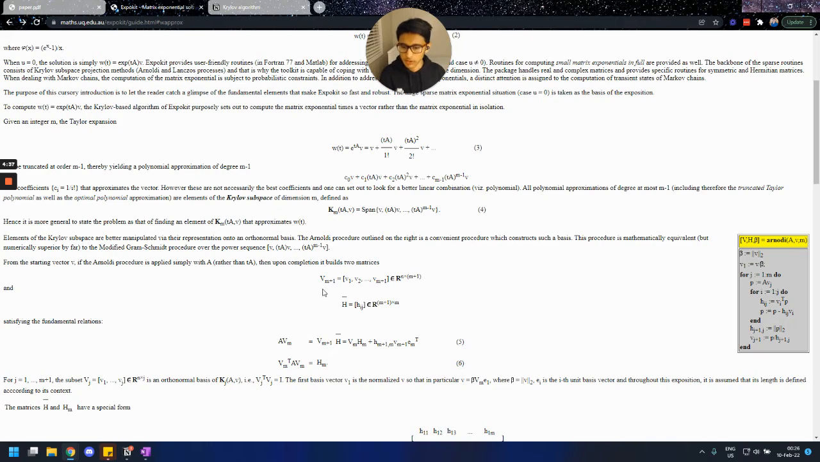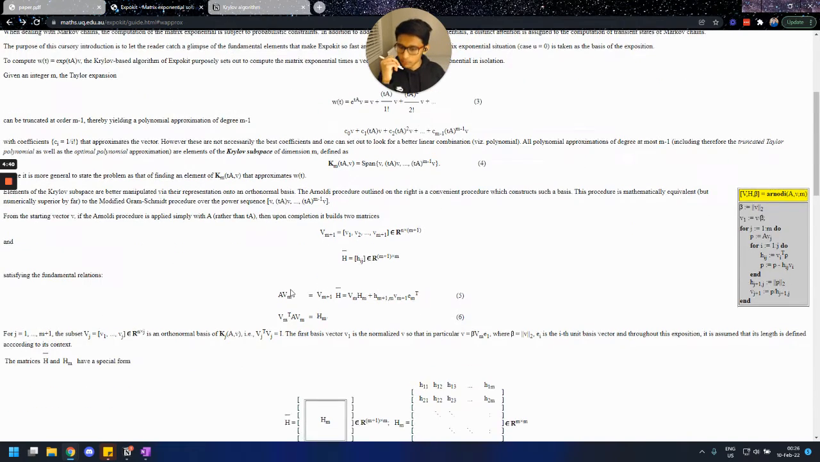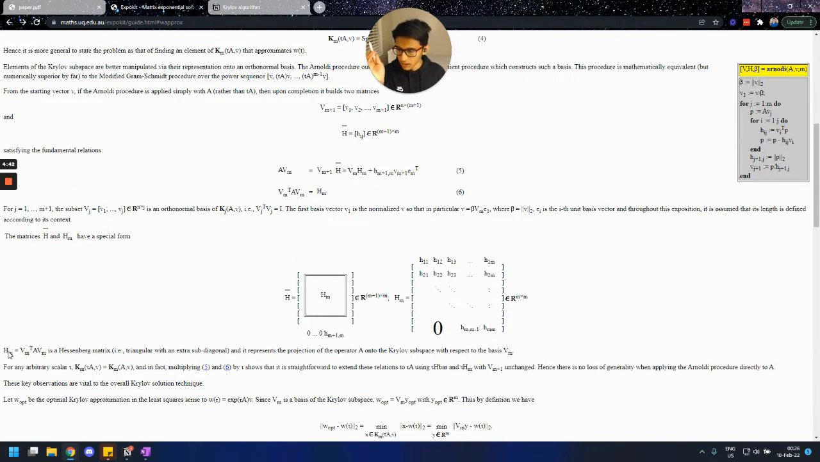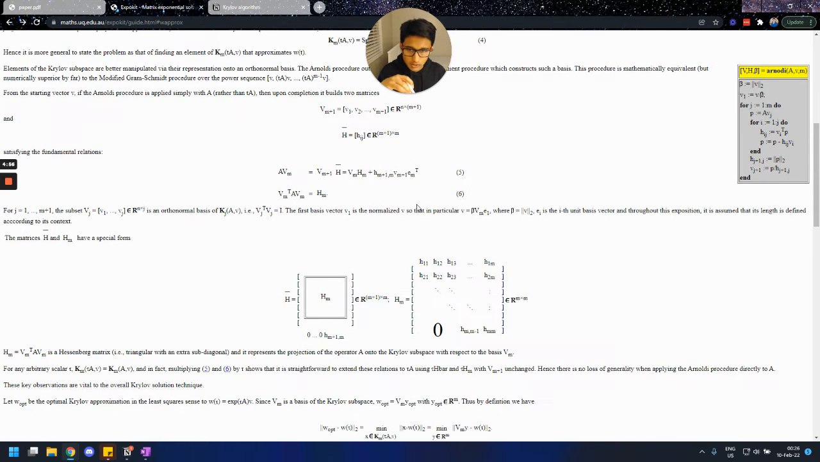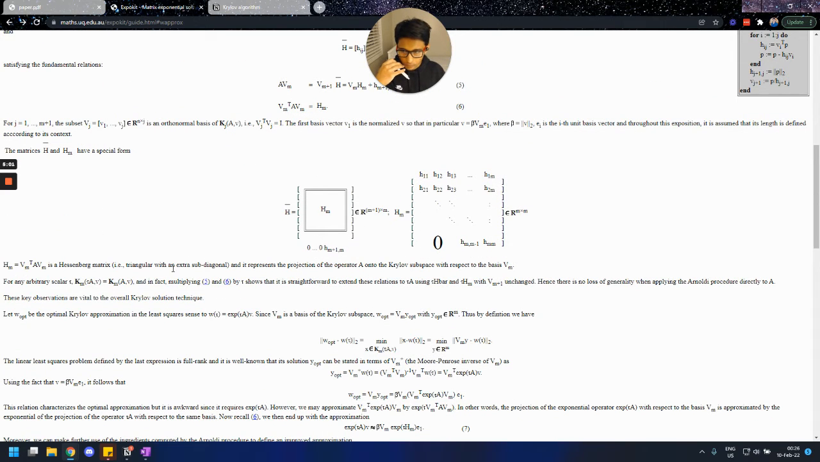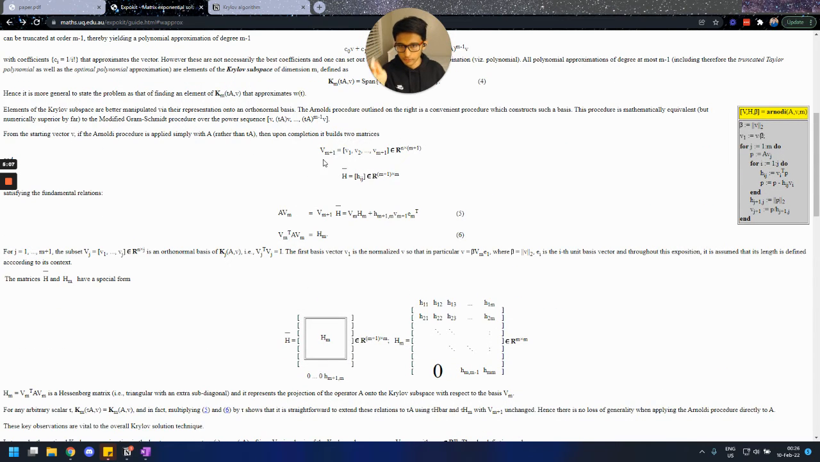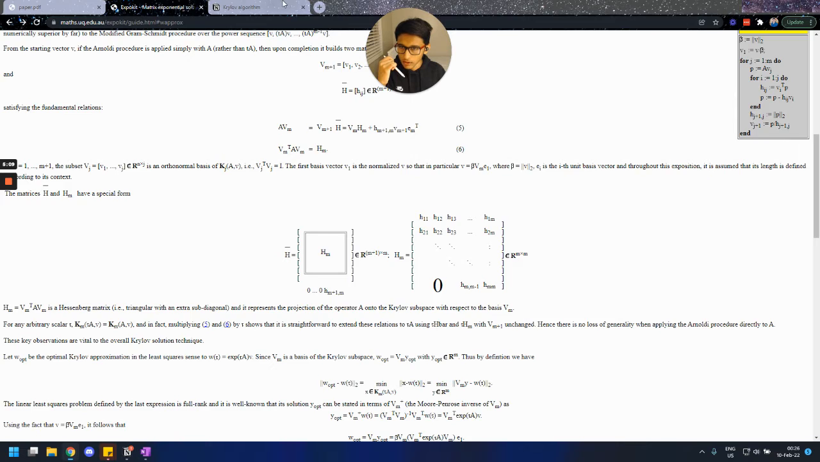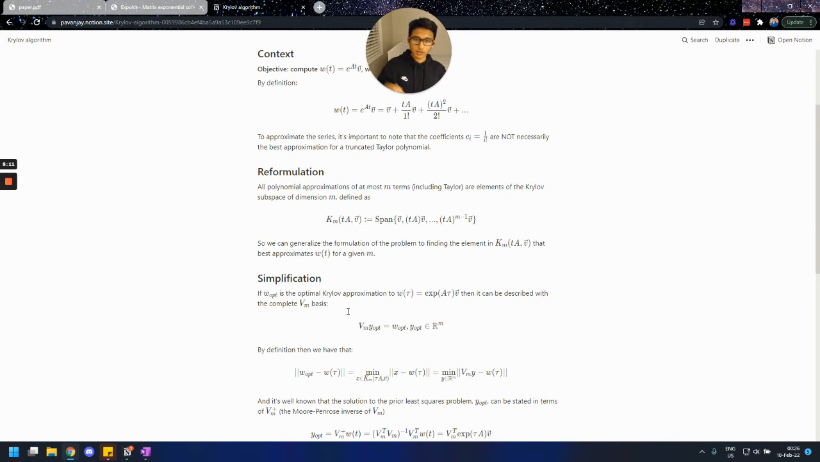I don't quite intuitively understand h bar yet, but from what they say, h sub m is a Hessenberg matrix, meaning that it's triangular with an extra subdiagonal, and it represents the projector of operator A onto the Krylov subspace with respect to the orthonormal basis that we just generated for the Krylov subspace truncated at m. Okay, so with H in mind, and we know that V sub m is our orthonormal basis set, we can simplify this formulation.